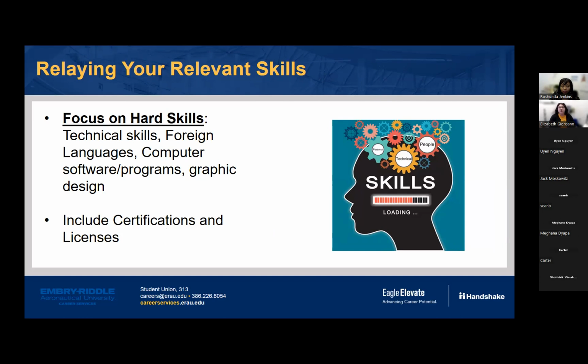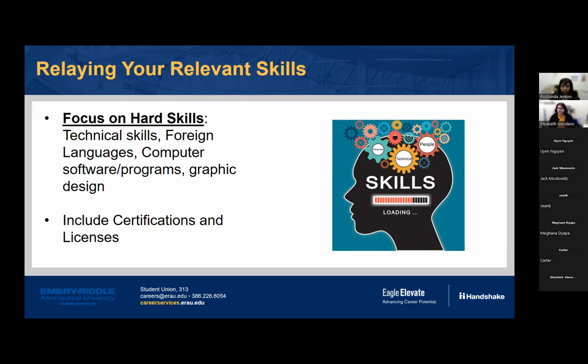So focus on, again, those hard or technical skills like computer software, foreign languages, graphic design, other computer hardware tools that you may need to know. And also include your certifications and licenses, whatever those may be, again, relevant to each position.